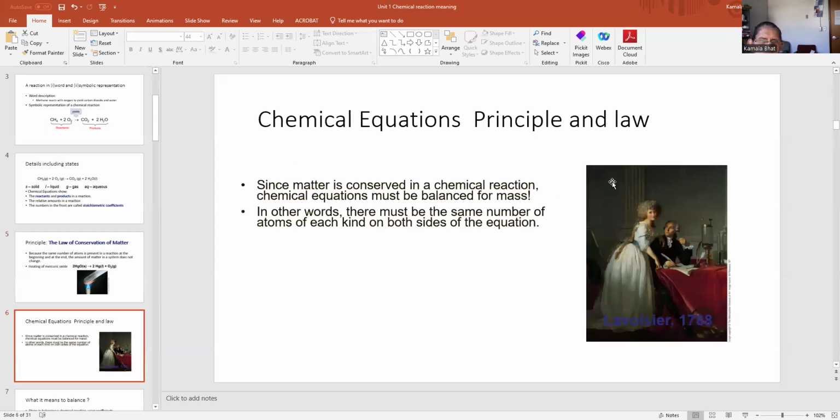The principle behind this particular reaction, or balancing chemical equations, is that the mass must be conserved. That means the law of conservation of matter is applied. In other words, matter can neither be created nor destroyed. Therefore, the number of atoms on each side of the balanced equation must be the same.